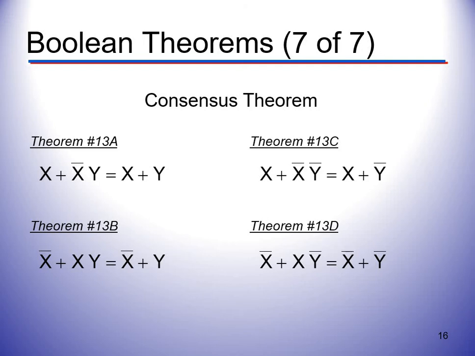Okay, really it's just kind of playing where the bars go and what the output's going to be. So if we look at 13a, we have x or x bar and y. That can simply reduce to x or y. It's a very simple reduction there.